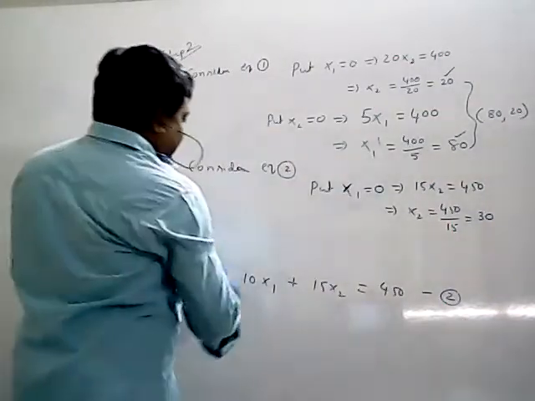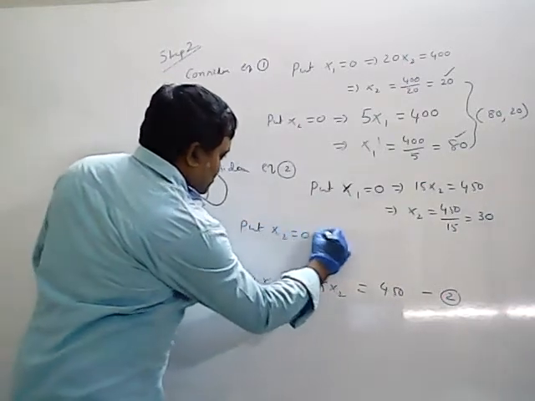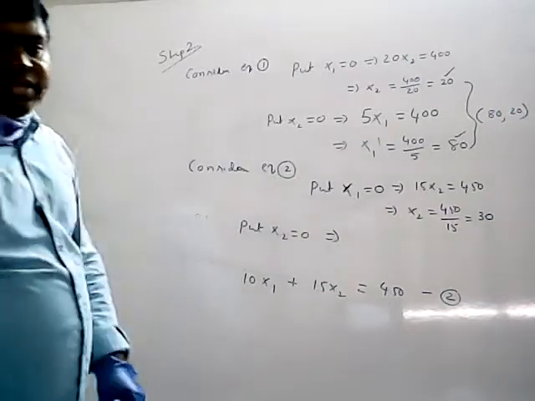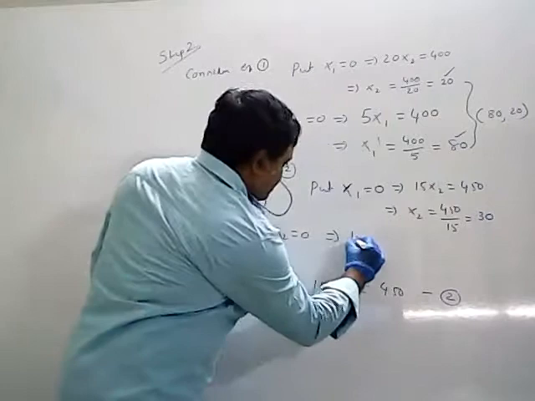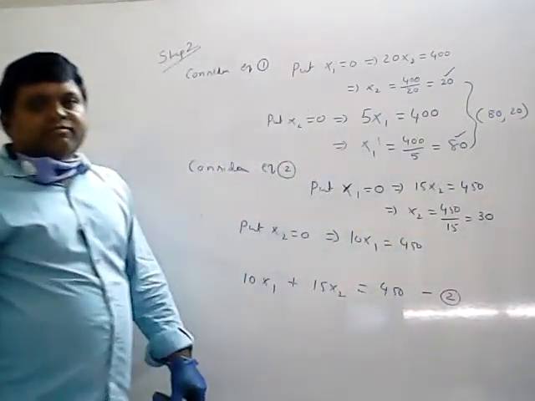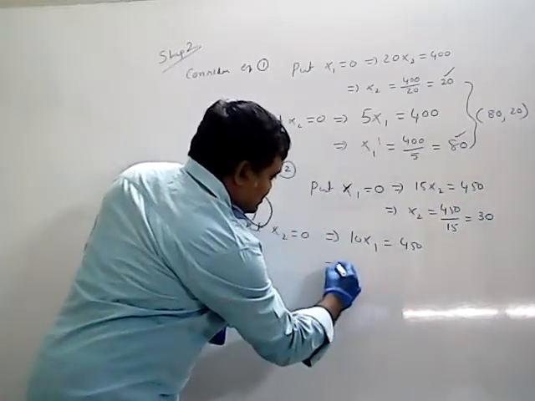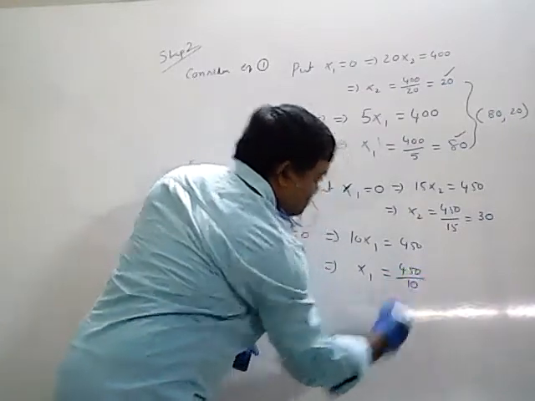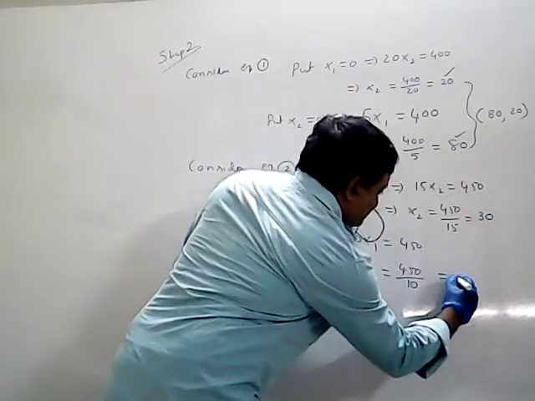Okay. Now in the same equation, put x2 equal to 0. Now x2 equal to 0 means this term will be 0. That means 10x1 equal to 450. This implies x1 equal to 450 divided by 10. That means the x1 value is 45.